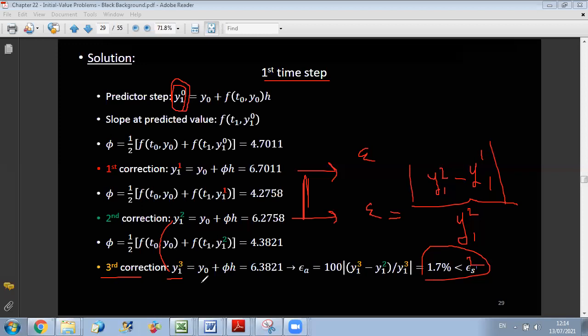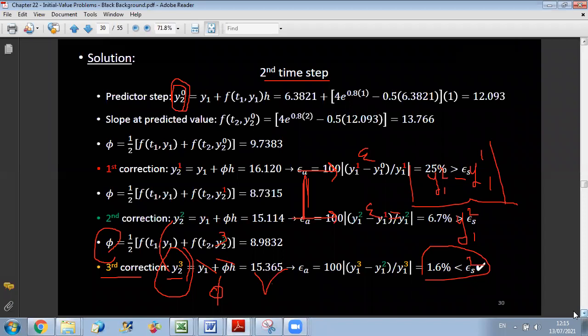So I can evaluate what is the corresponding slope phi, which is half of f(t_0, y_0) plus f(t_1, y_1^3), and this will be my estimate of the slope. So now I can say that y_1^3 is just y_0 plus phi h, and I can stop here. Okay, so this is my third correction. I will find according to this my point, my y_1 point. I am satisfied with my result. I can stop here. Now I move to the second time step, and I will repeat.